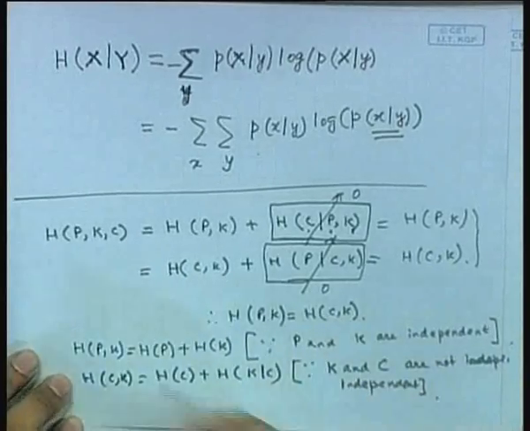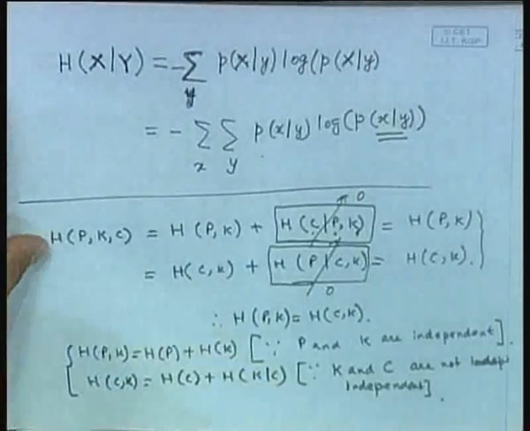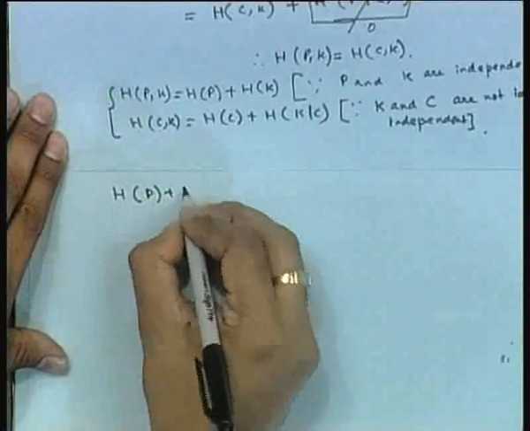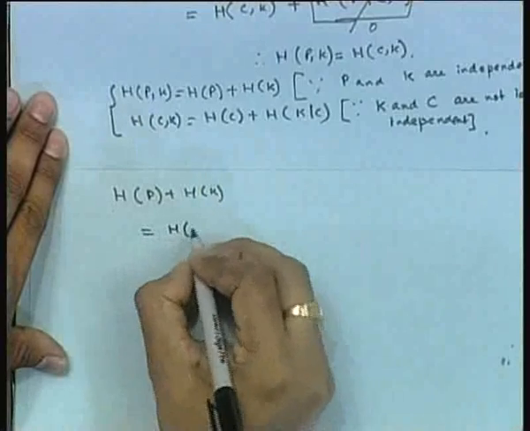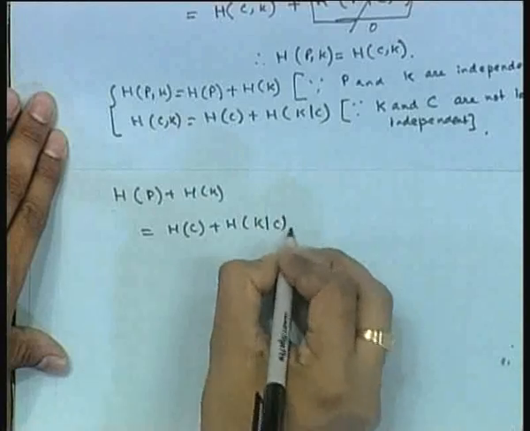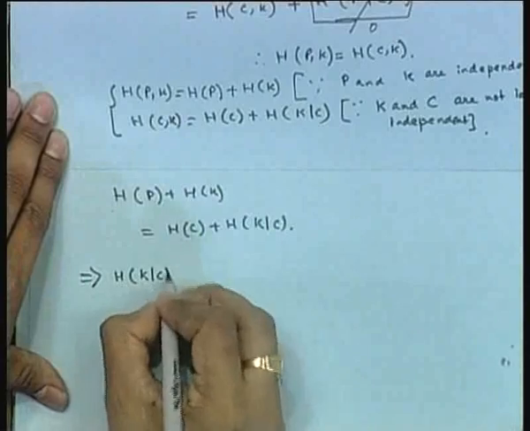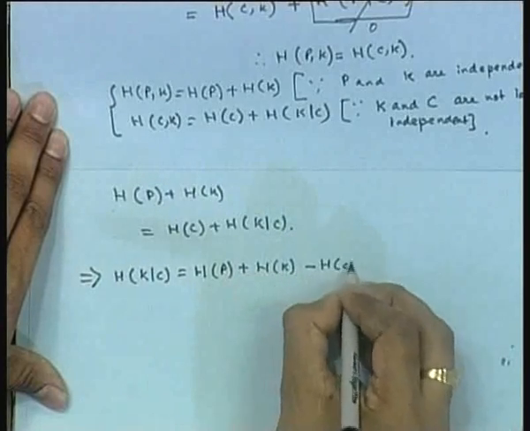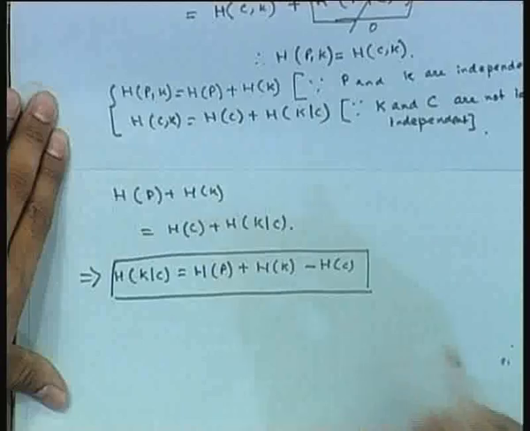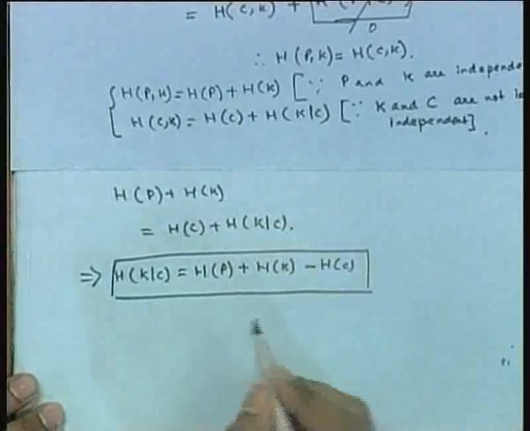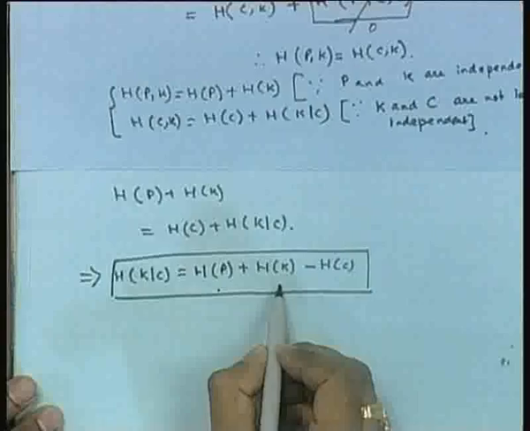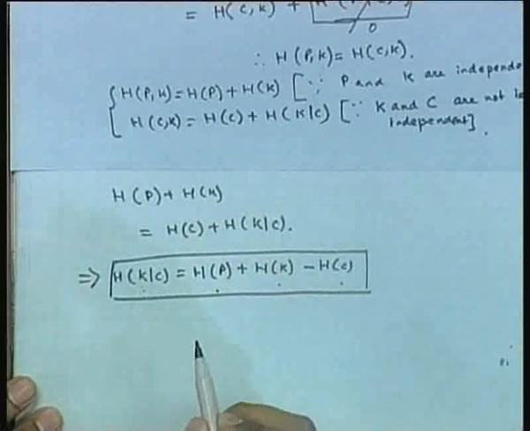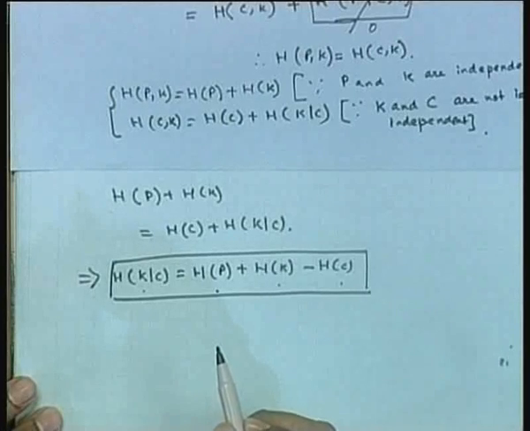now you can combine these two equations, and what you obtain is H of P plus H of K is equal to H of C plus H of K given C, and that implies that H of K given C is equal to H of P plus H of K minus H of C. So given the entropy of the plaintext, entropy of the key and entropy of the ciphertext, we can ascertain the ambiguity of K given the value of the ciphertext.